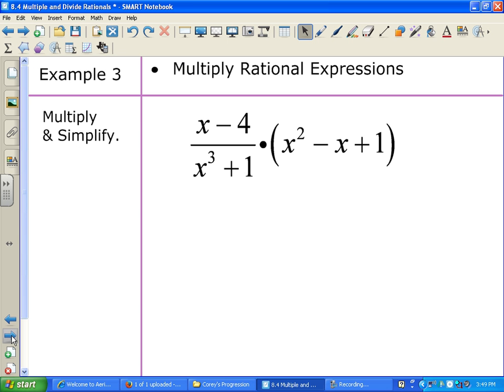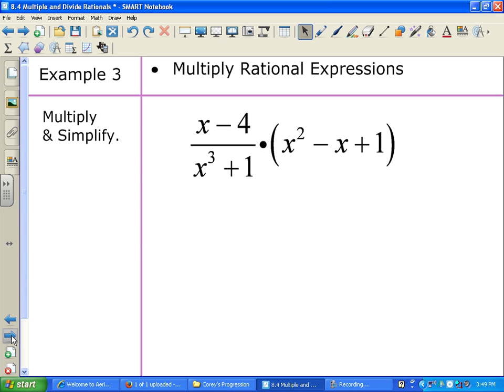We've got x minus 4 over x cubed plus 1 times x squared minus x plus 1. Mr. Wood, that does not look anything like that last problem we did.